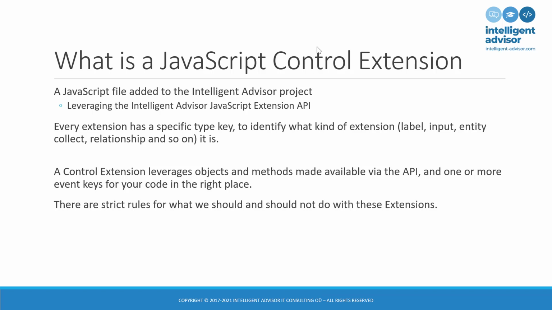For example, if you're building a container extension, you'll be able to access the interview as an object and be able to call methods that belong to the interview to obtain information about it. And you'll also be able to use typical JavaScript to construct HTML, for example, with jQuery. Every extension has a specific type. So if you talk about a custom label or a custom container or a custom input, you're uniquely identifying the kind of control it is.